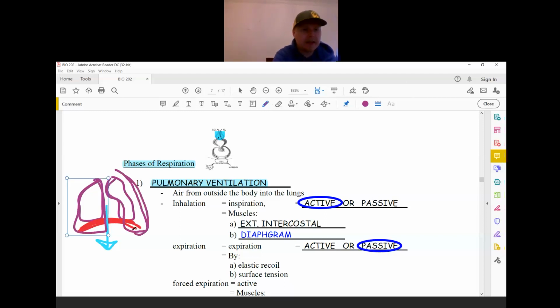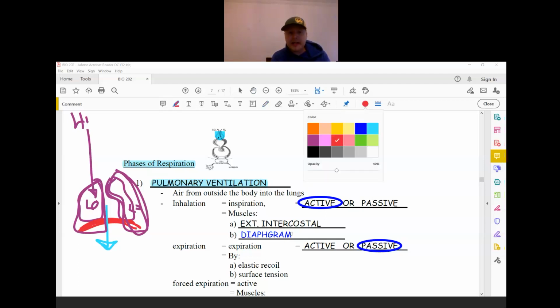And as a result, there's a low pressure inside the lungs and air moves in from the outside of the body where we have high pressure. This all takes conscious effort. We've discussed the role of the diaphragm on that. In addition, we can have our external intercostal muscles playing a role.